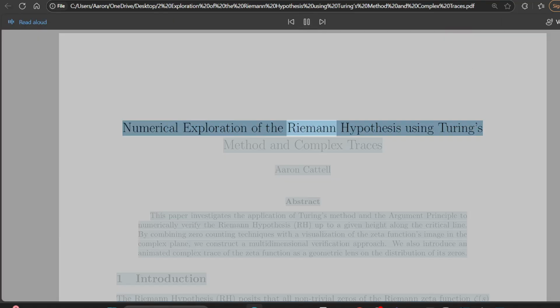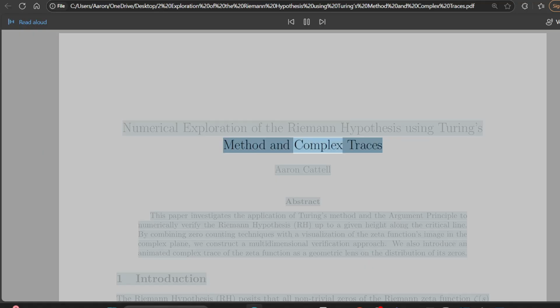Numerical exploration of the Riemann hypothesis using Turing's method and complex traces. Aaron Cattell. Abstract. This paper investigates the application of Turing's method and the argument principle to numerically verify the Riemann hypothesis, RH, up to a given height along the critical line. By combining zero-counting techniques with a visualization of the zeta function's image in the complex plane, we construct a multidimensional verification approach. We also introduce an animated complex trace of the zeta function as a geometric lens on the distribution of its zeros.